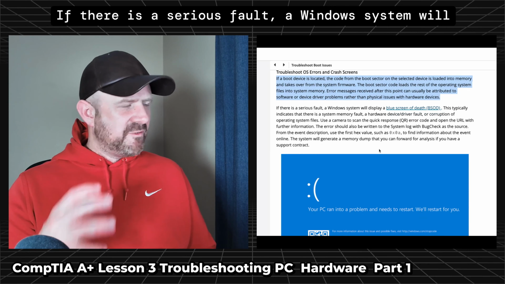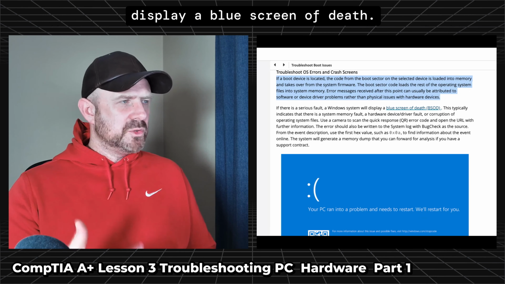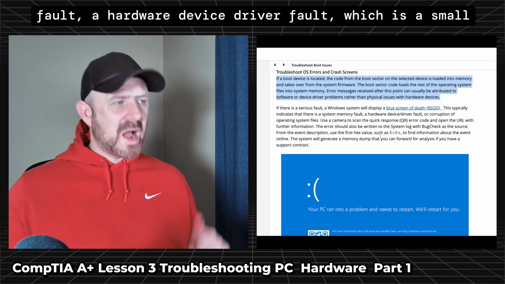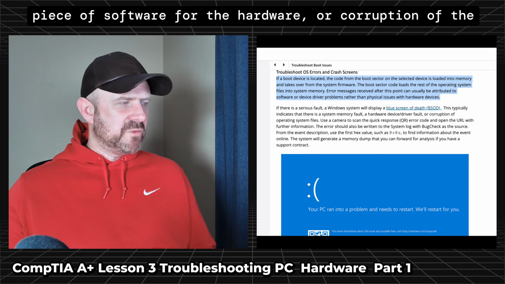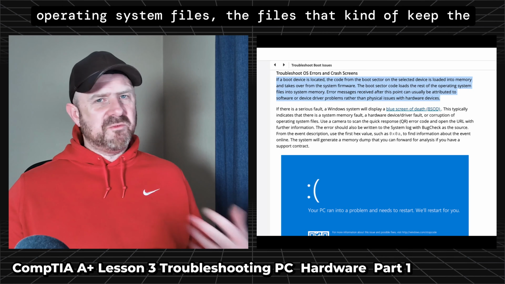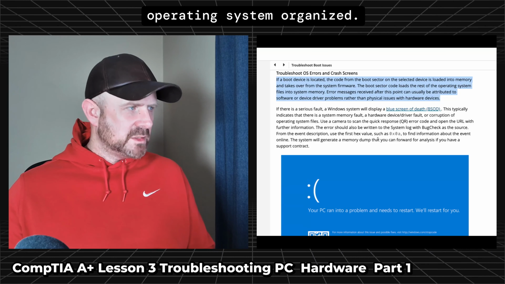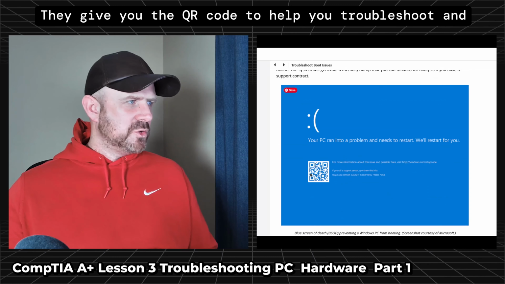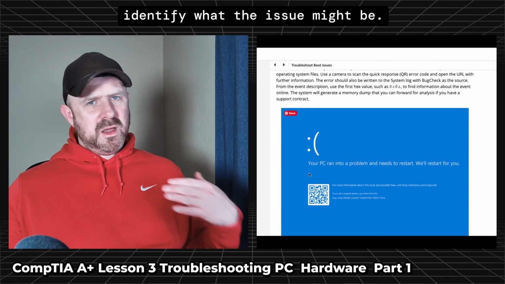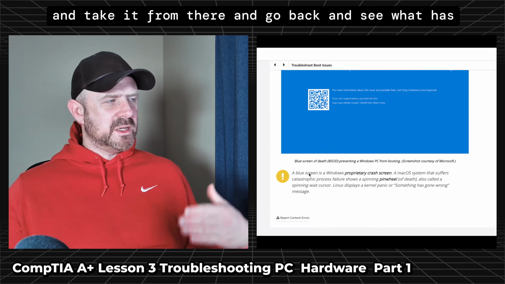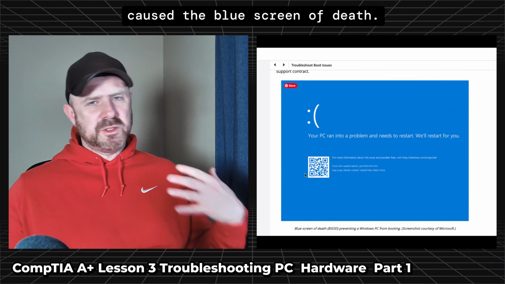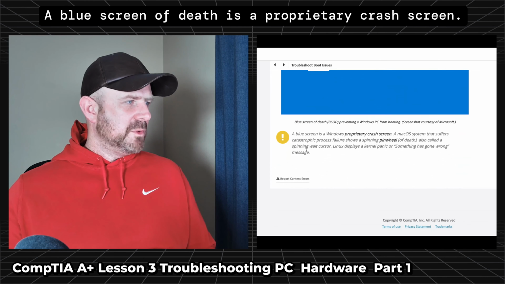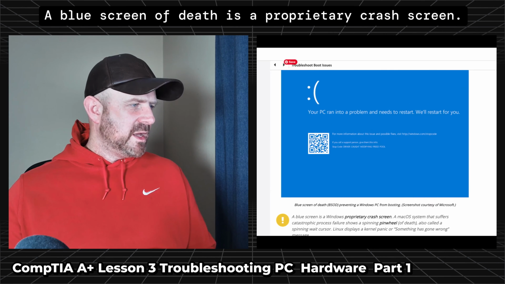If there is a serious fault, a Windows system will display a blue screen of death. This typically indicates that there is a system memory fault, a hardware device driver fault, which is a small piece of software for the hardware, or corruption of the operating system files, so the files that kind of keep the operating system organized. That's when you get a blue screen of death. They give you the QR code to help you troubleshoot and identify what the issue might be and take it from there and go back and see what has caused the blue screen of death and preventing the Windows PC from booting.